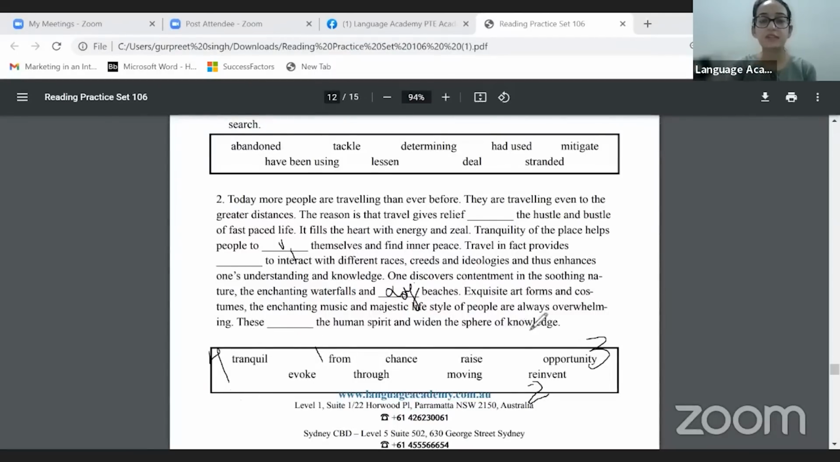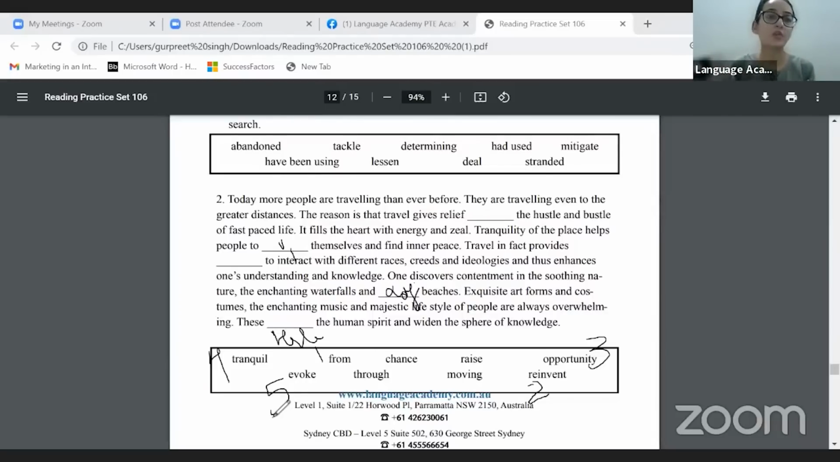And then you see these exquisite art forms and costumes, enchanting music, and majestic lifestyle of people are always overwhelming. These dash the human spirit and widen the sphere of knowledge. So we need a verb here, and for present tense only because these are general things that happen in life. These dash the human spirit, and here the answer was evoke. Evoke means this kind of brings that sense to your mind. Evoke the human spirit means your soul is evoked.